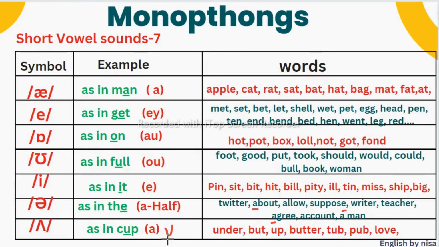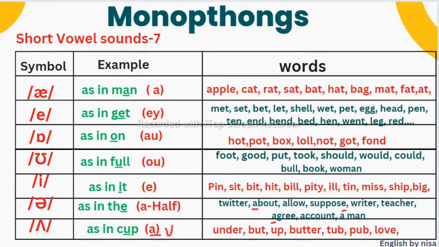It looks like we are pronouncing U, like in cup, under, but, up, butter, tub, pub, and love. You can see under, it looks like we are pronouncing but. Here we pronounce the sound very fast. So you can see these many monophthongs which are short vowels.